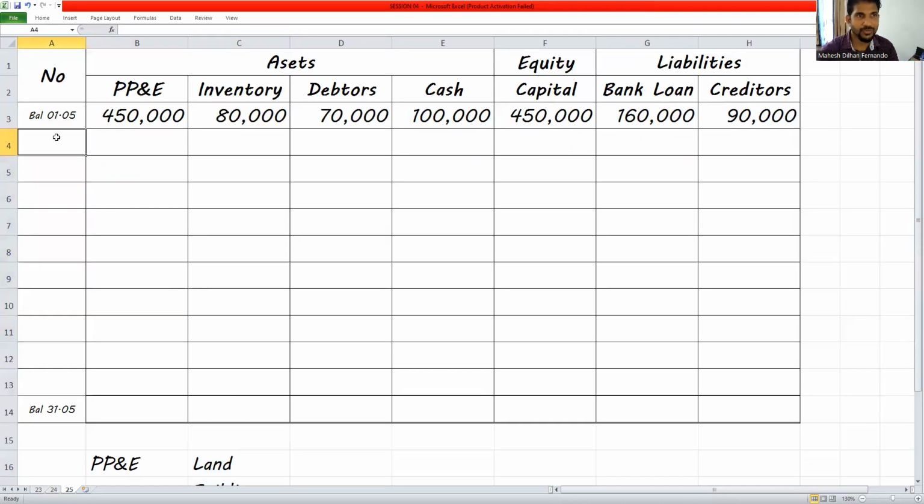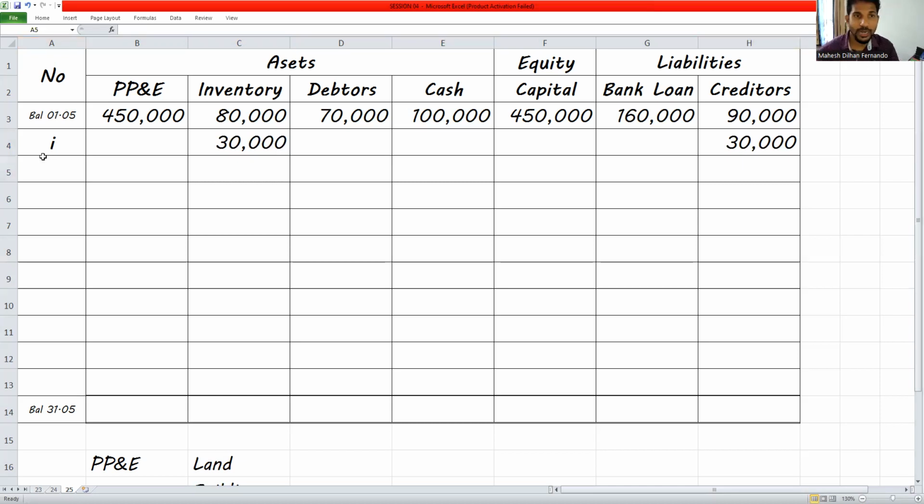Transaction 1. What is it? Purchased goods value 30,000 on credit. What happens to them? The equation must be tallied. Now, what is the first transaction? What happens? Inventory plus 30,000. Use the plus sign. It's compulsory. I told you in my answer that the sign is ignored once the information is entered, but when you write it manually, the plus sign is a must. And it also increases creditors by 30,000.